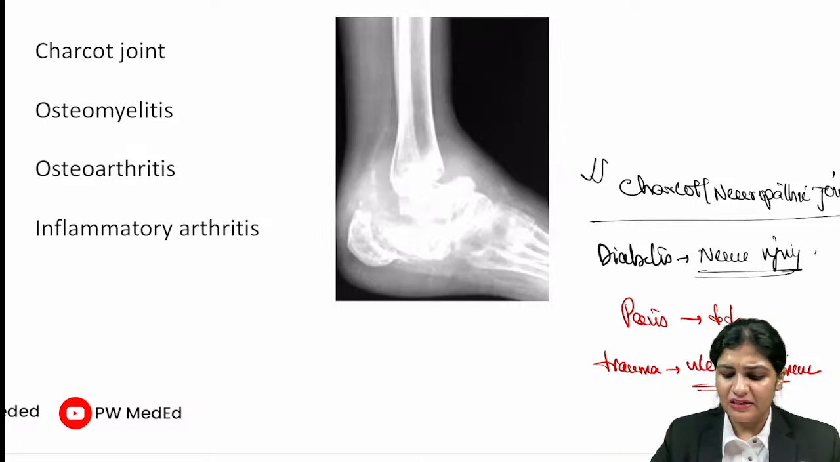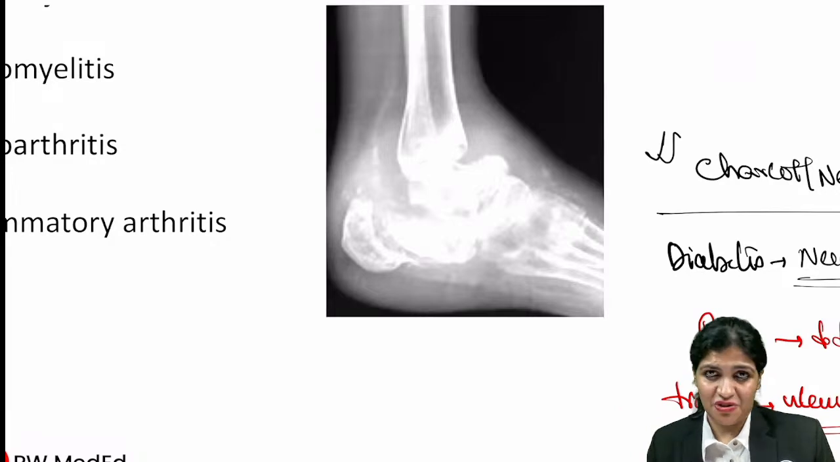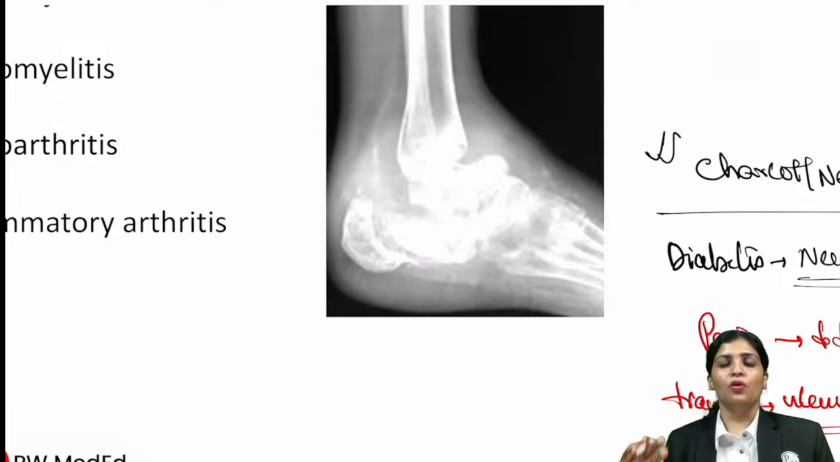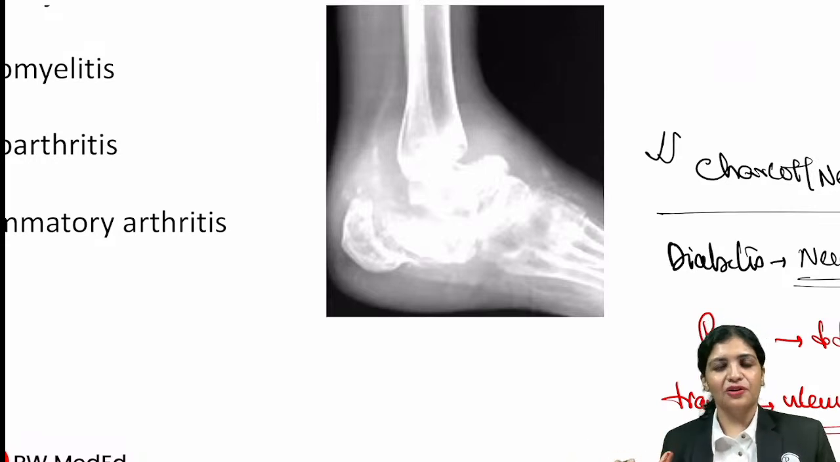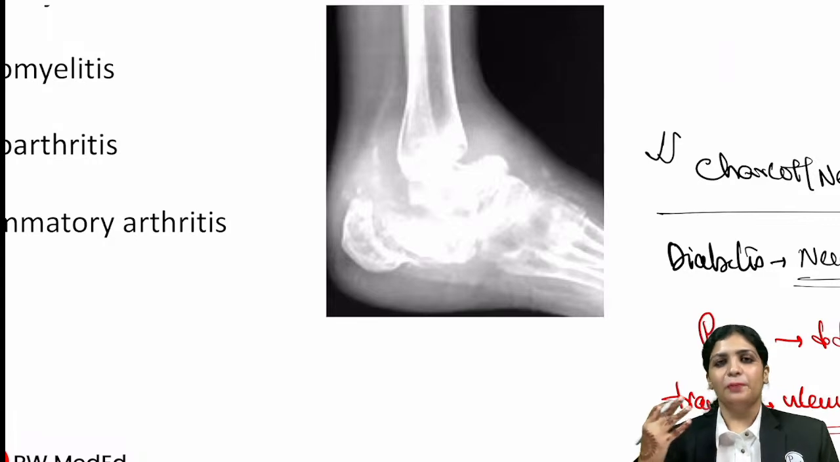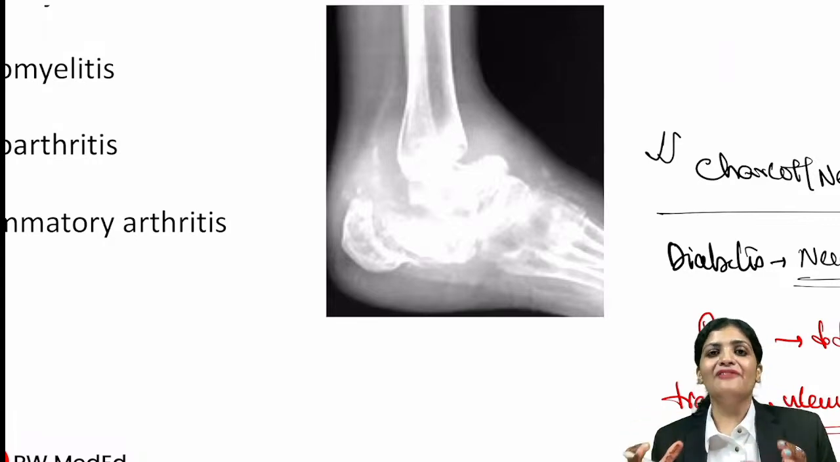There you will see there is a lot of damage which is not in proportion with the patient's history. The damage is always more than what you get from the history taken from the patient. This disproportion between the history and the imaging is always seen in case of the neuropathic joint. So what is a neuropathic joint? Where the patient will not have any sensation.